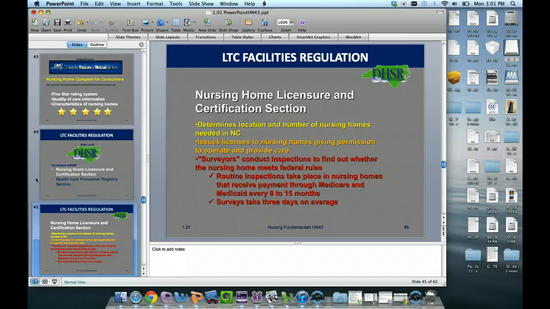And, of interest, surveyors conduct inspections to find out whether the nursing home meets federal rules. There's routine inspections that take place in the homes that receive payment through Medicare and Medicaid. They are inspected every 9 to 15 months. The average survey takes 3 days.